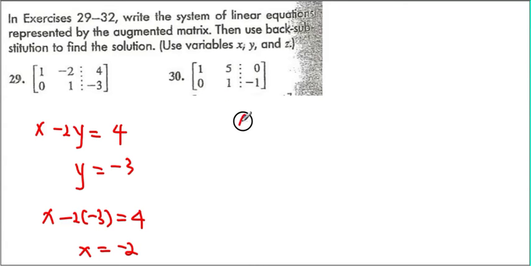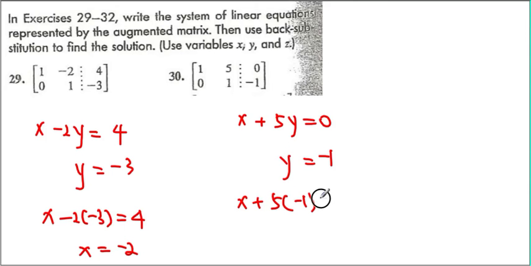In this case we have x plus 5y equal to 0, and here y is equal to negative 1. When you substitute it here, we get x plus 5 times negative 1 is equal to 0. Then x equals, in fact, 5 at the end.